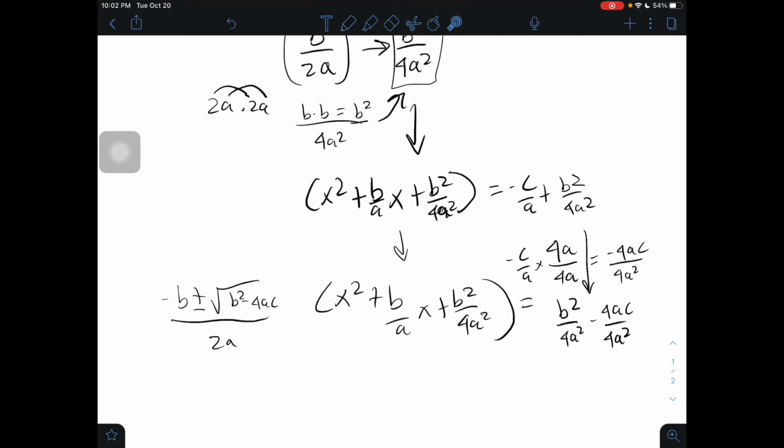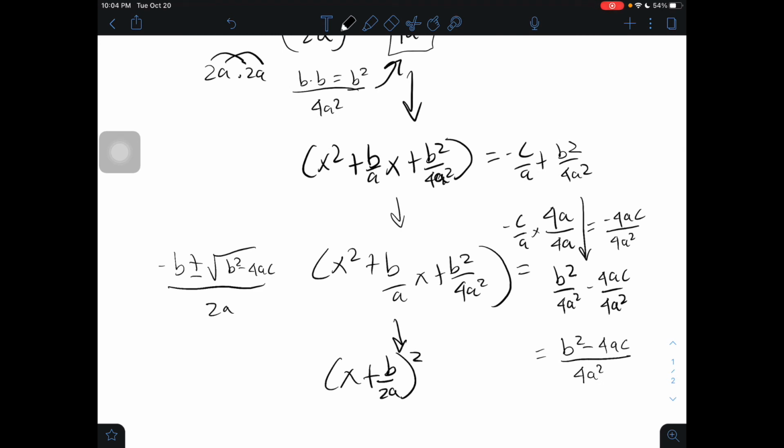And if you look, inside of our square root sign, we have b squared minus 4ac, and here we have b squared minus 4ac in our numerator. Since we have the same denominators, we can now combine them, which gives us our right side as b squared minus 4ac all over 4a squared. We can simplify our left side to x plus b over 2a, and we're going to square that whole parentheses.